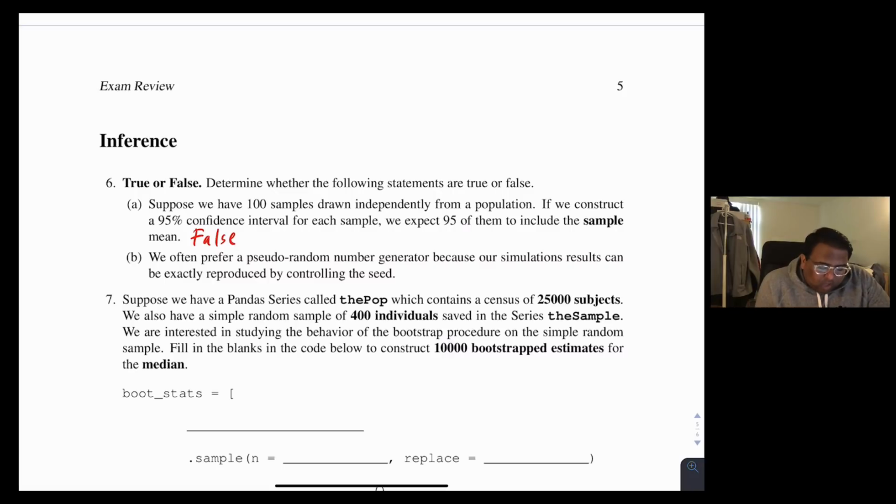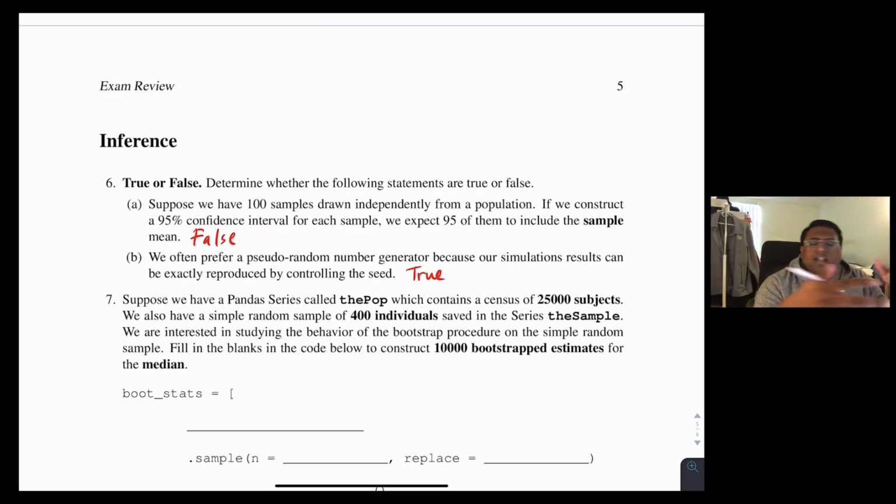And then B, we often prefer a pseudo-random number generator because our simulation results can be exactly reproduced by controlling the seed. And yeah, that's true. That's why oftentimes in assignments, both in this class and other classes, you'll see things like np.random.seed and put a number there. Because while the results are random, if you restart your notebook and run all, you'll get the same results. But if you change the seed value, you'll get different results.